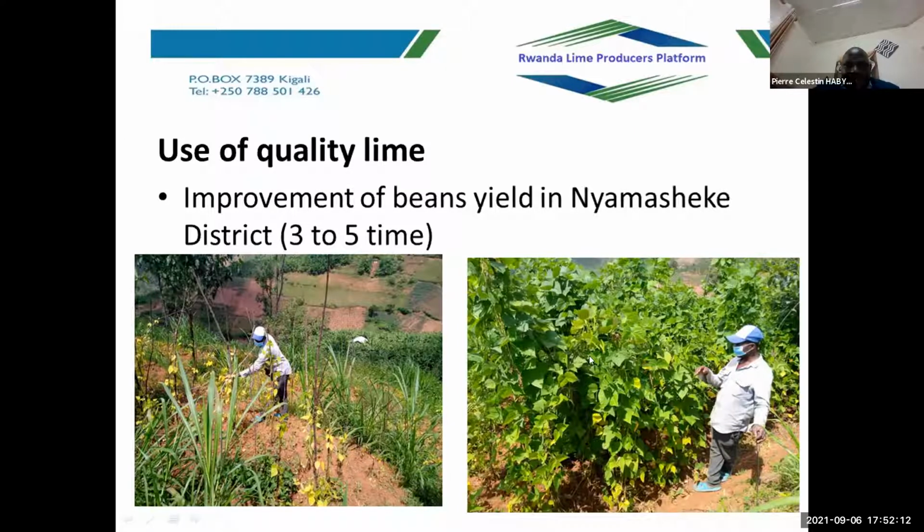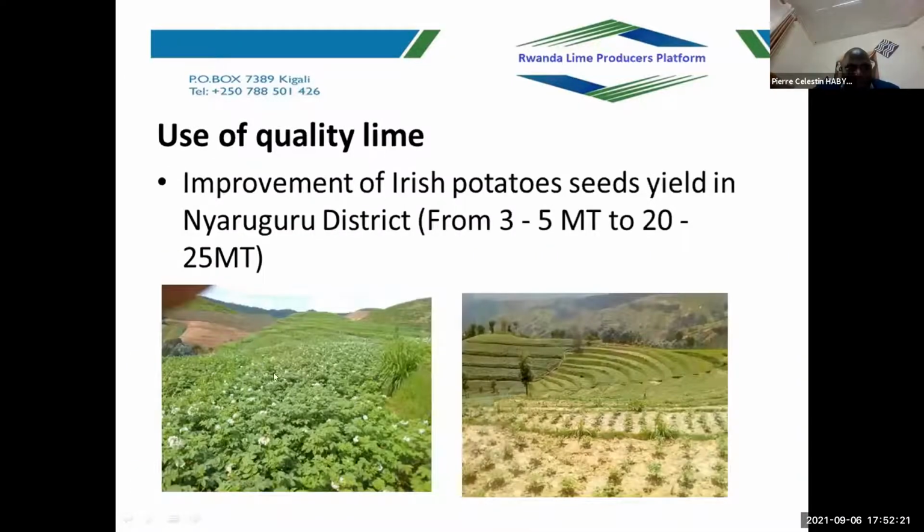This example was done in Nyamasheke district in the Western Province. We have this for Irish potato crops in Nyaruguru. There are some cooperatives that do seed multiplication where they have used lime. Where they don't use lime, they get about 3 to 5 metric tons. But where they have used lime, they get 20 to 25 metric tons. So we recommend Irish potato producers to use lime. They can get enough income.